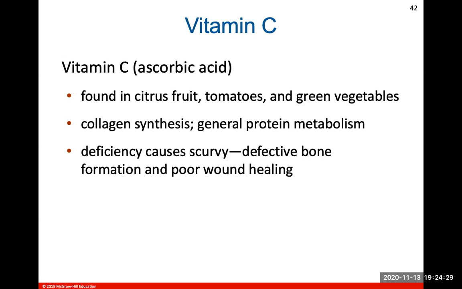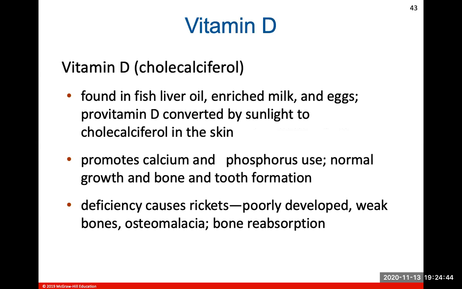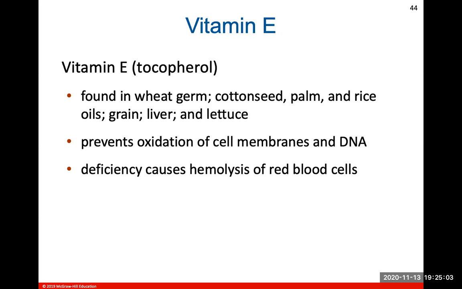Vitamin C is commonly found in your citrus fruit. It's important for collagen synthesis and general protein metabolism, and a deficiency can cause scurvy, which is defective bone formation and poor wound healing. Vitamin D promotes calcium and phosphorus use and promotes normal growth and bone and tooth formation. So we'll find this in fish liver oil, enriched milk, and eggs. Deficiency can cause rickets, which is poorly developed weak bones, osteomalacia, and bone reabsorption.